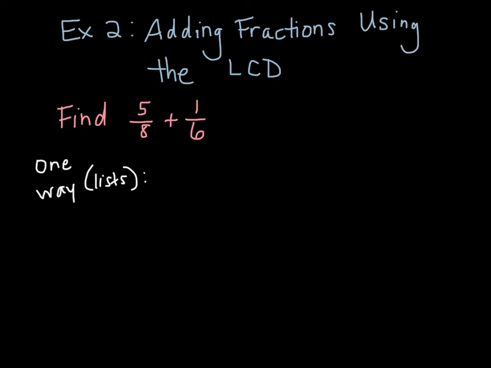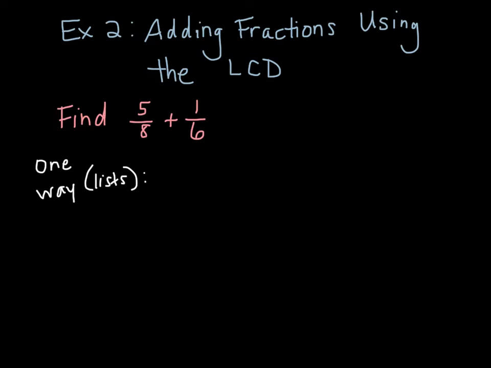Alright, for example 2, we're going to be adding fractions using the least common denominator, and we actually are using that same exact problem that we did in example 1, 5/8 plus 1/6, but instead of just multiplying our denominators together, we're going to see if we can find the least common denominator. And we said one way to do that is to find the least common multiple. And again, in chapter 1.6, we saw there were a couple of ways to find the least common multiple, and one way was to use lists.